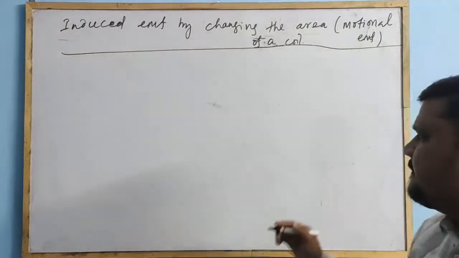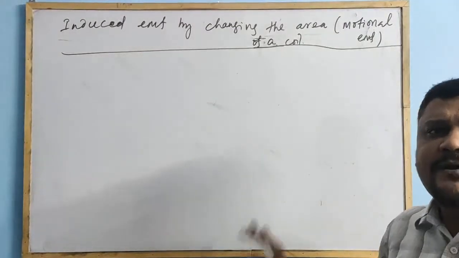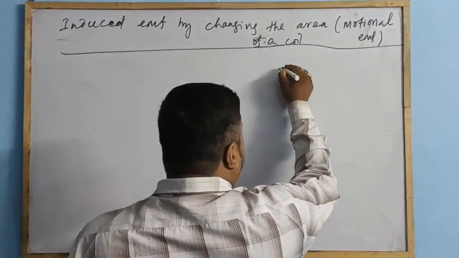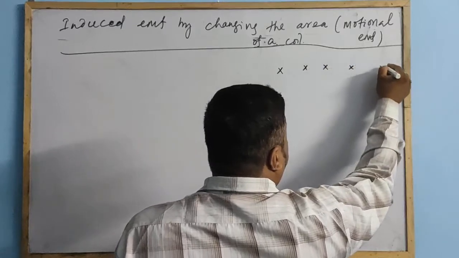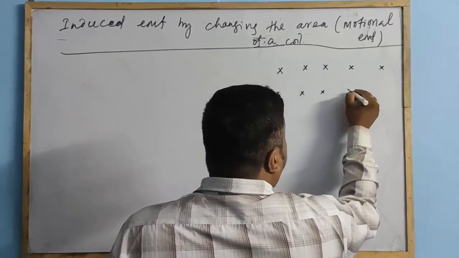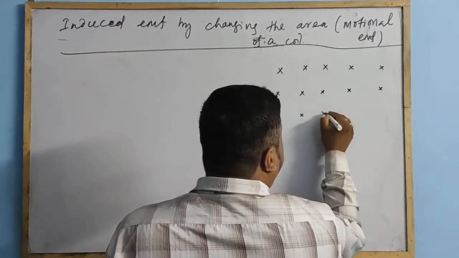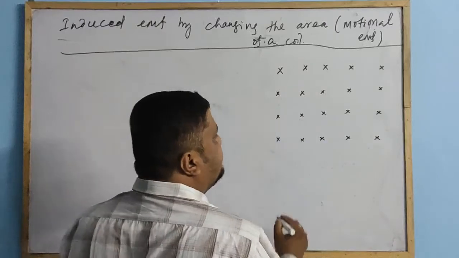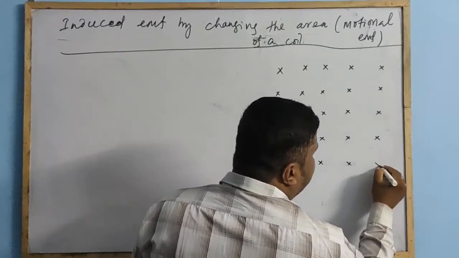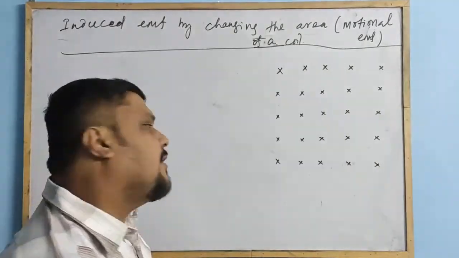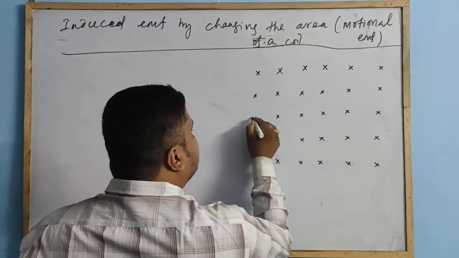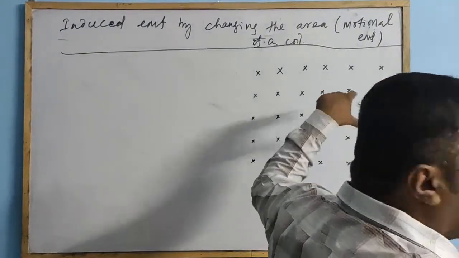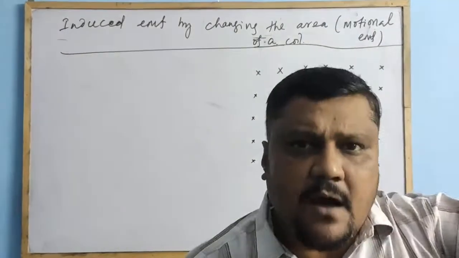Let us consider a uniform magnetic field perpendicular to the plane of the whiteboard, inward. So to show that uniform magnetic field inward, let me show it like this, perpendicular inward by cross marks. So this is a uniform magnetic field perpendicular inward to the plane of the whiteboard, or in your plane of paper. It is inward.